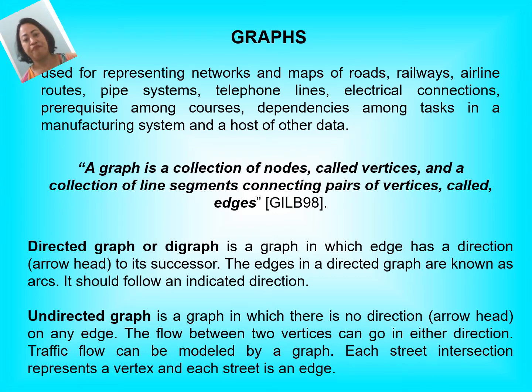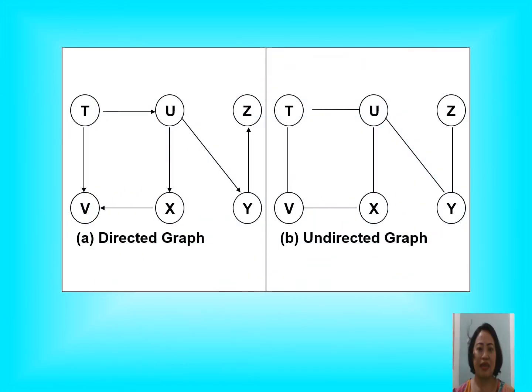Now, a traffic flow can be modeled by a graph. Each street intersection represents a vertex, and each street is an edge. So that is how important, or how significant, graphs are, especially in dealing with real-life situations. In here, we have an example of a directed and undirected graph.